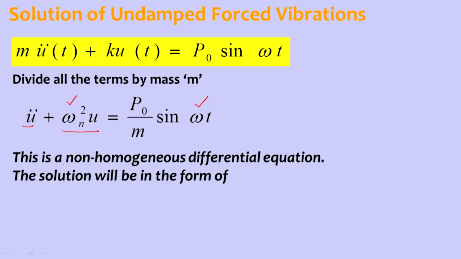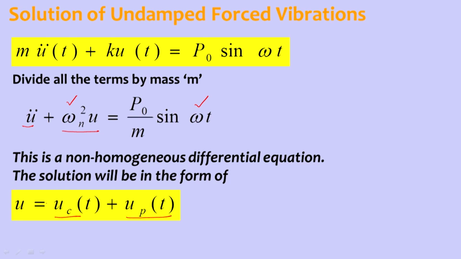Now, this is a non-homogeneous differential equation. A homogeneous differential equation means the right hand side is 0. Here the right hand side is non-zero, so we call it a non-homogeneous differential equation, and it is a linear differential equation. The solution of this will have two components: one is the complementary component and the second is the particular integral component.